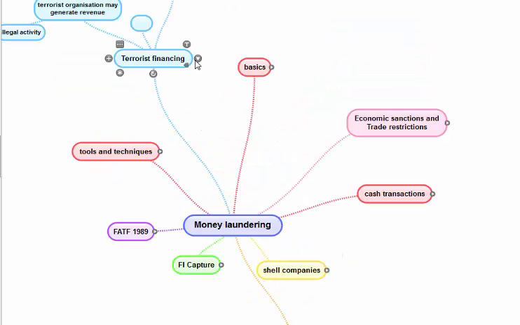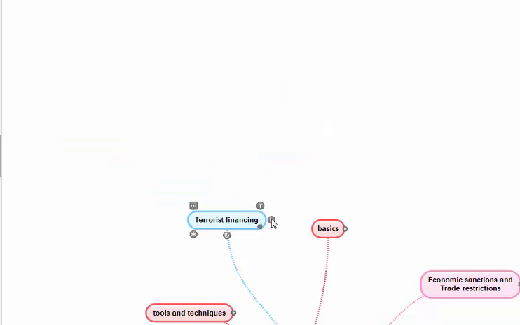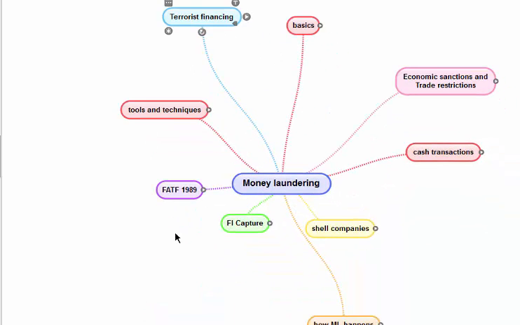How does terrorist financing happen through money laundering? Terrorist organizations may generate revenue either by illegal activity or apparently legitimate activity. So they will do some work which is legally permitted in some countries, and the money that they earn will be used for terrorist purposes. That is illegal use of the money or funding of illegal activity. Another way is that a terrorist or illegal organization is funded by individuals or organizations. These individuals or organizations may have earned the money legally and spend it for illegal purposes, or may have got it from illegal means. This is terrorist financing, and for this also money laundering is used.